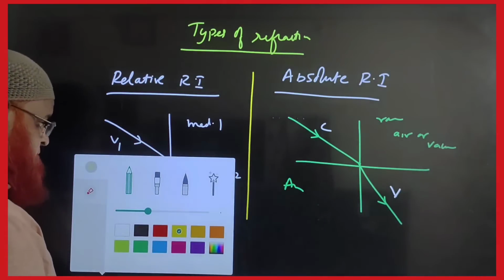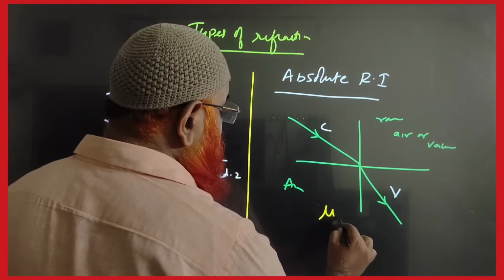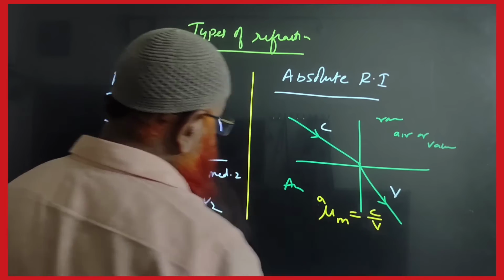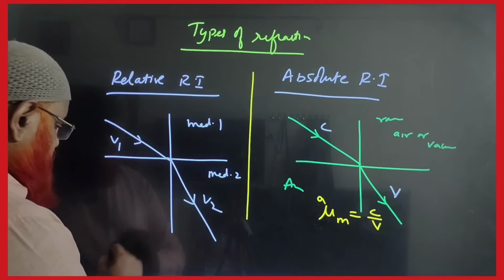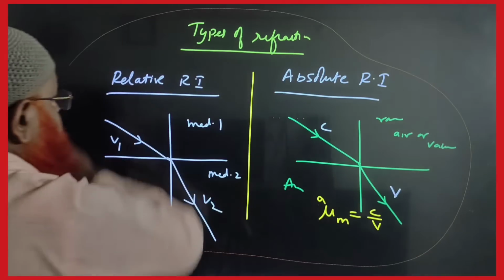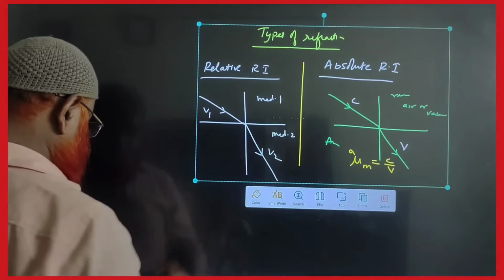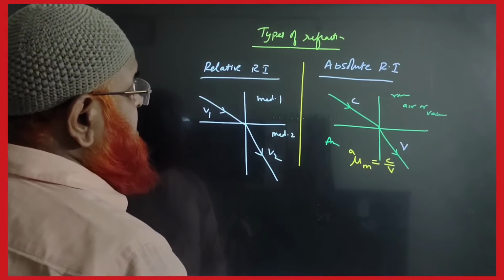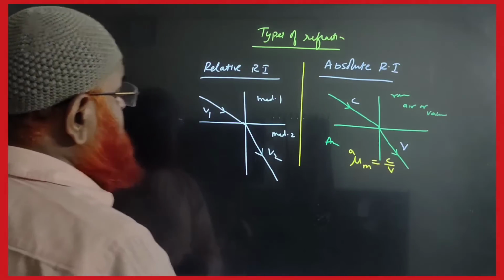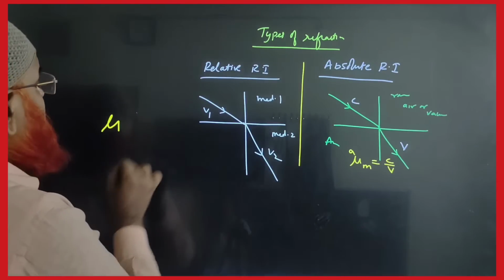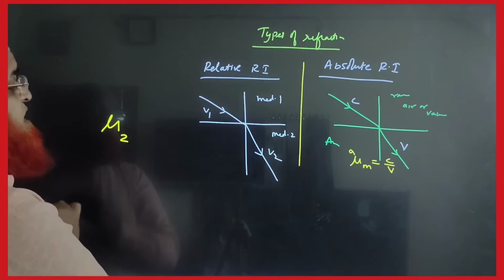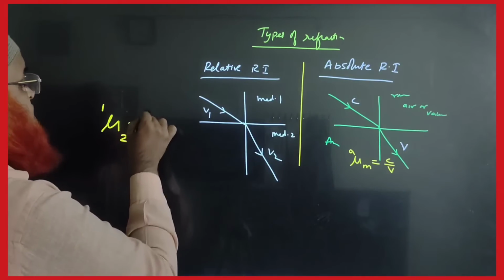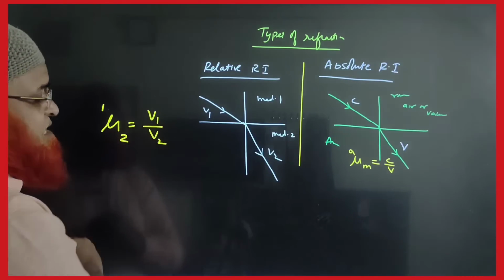Okay, so what are the formulas here? Let me discuss about the formulas here. See, absolute refractive index means any medium with respect to air, which is always considered as C by V here. Always numerator is C and denominator is V. But relative refractive index means refractive index of second medium with respect to first medium. Any mediums we can take. So that is taken as velocity of light in the first medium to the velocity of light in the second medium.